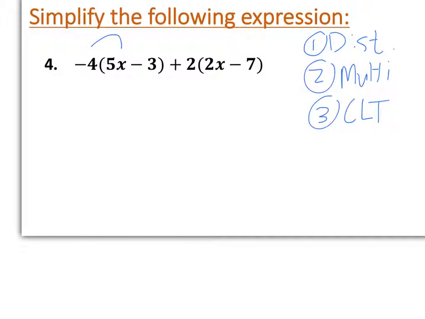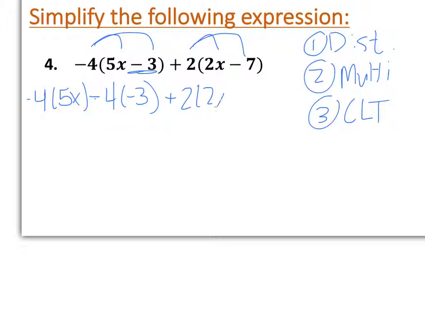So we're distributing. Taking that negative 4 to both of the things inside the parentheses. And I'm taking this 2 to both of those things inside the parentheses. So we have negative 4 times 5x. We have negative 4 again times a negative 3. Don't forget that negative. I have 2 times 2x. And I have 2 times a negative 7. Don't forget that negative. I need to write it better. 7. So now I'm multiplying.